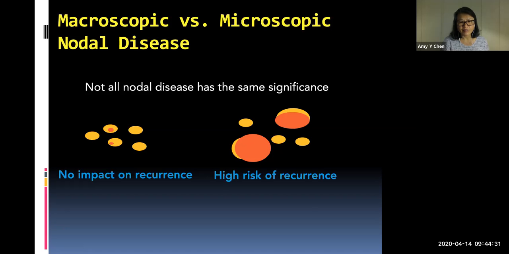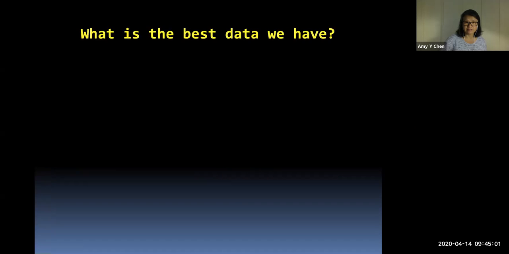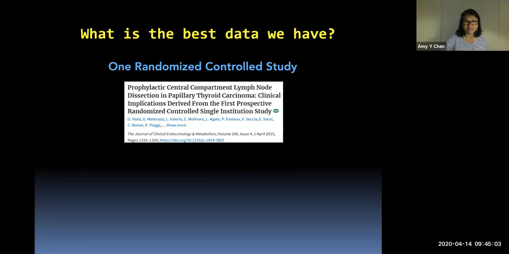And these little bitty things really have no impact on recurrence. The higher risk do have higher levels of recurrence. This is hard to study in large population-based studies because the CAP protocol for reporting pathology doesn't really comment on the size of the focus of the cancer in the lymph node. But these are all mostly single institutional or a few retrospective studies. But what is the best data we do have?